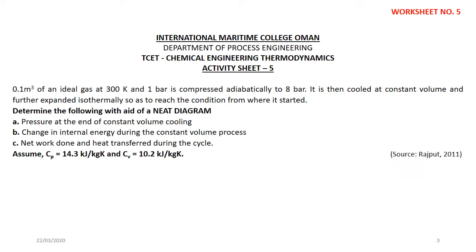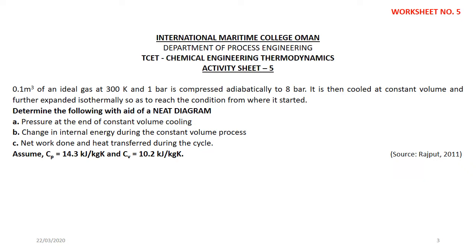In the first sentence you can see 0.1 meter cube of ignited gas. So the working substance is a gas at 300 Kelvin and 1 bar, compressed adiabatically. So the first process is adiabatic compression. The volume is reduced and pressure increased to 8 bar. It is then cooled at constant volume and further expanded isothermally.